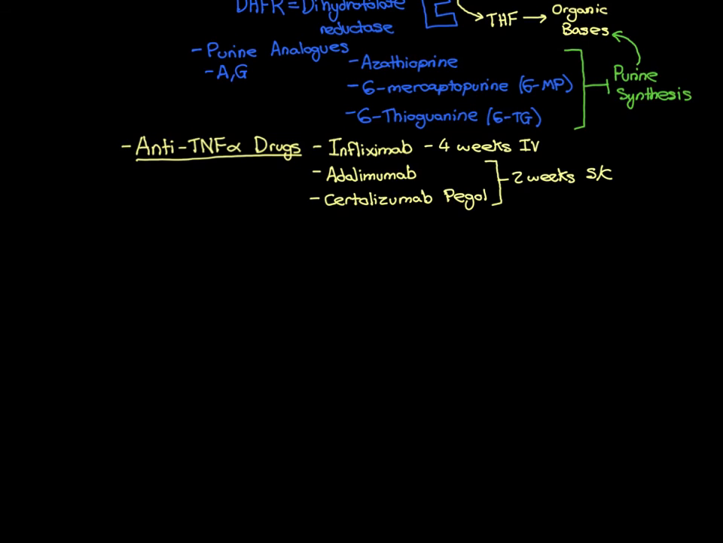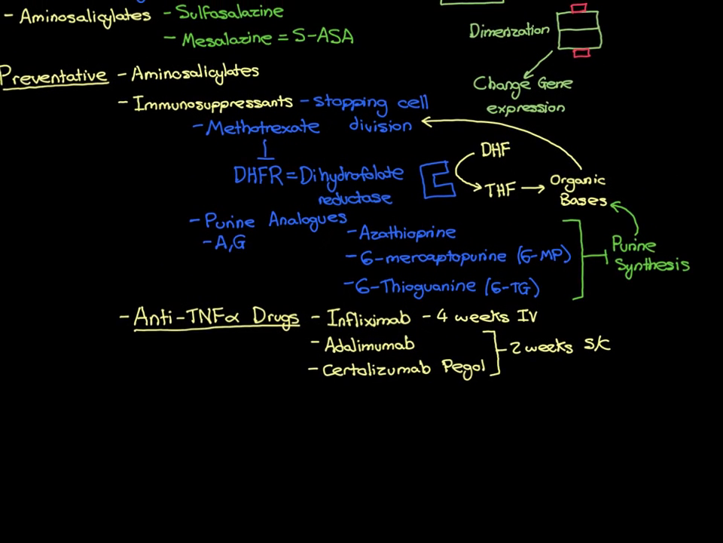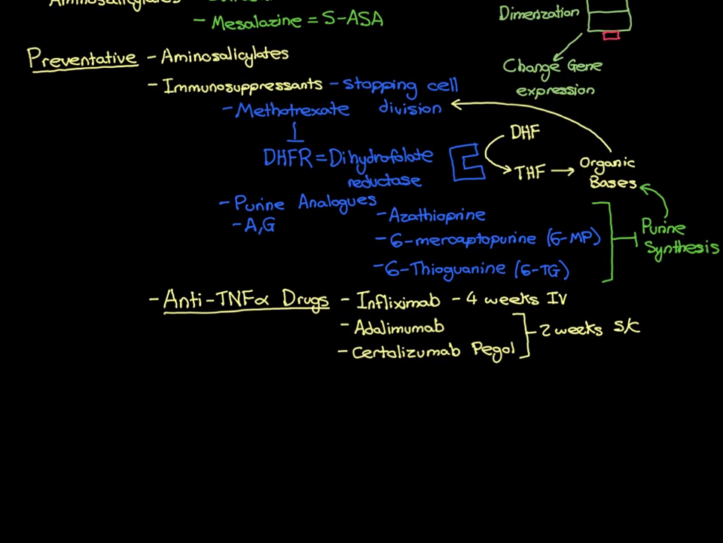Okay, so that finishes our discussion then of the preventative treatments of inflammatory bowel disease. So you have the aminosalicylates, which are anti-inflammatories, the anti-TNF alpha drugs, which are anti-inflammatories, and then the immunosuppressants, which are, of course, immunosuppressants. So, with that then, we've finished the entire video on inflammatory bowel disease.